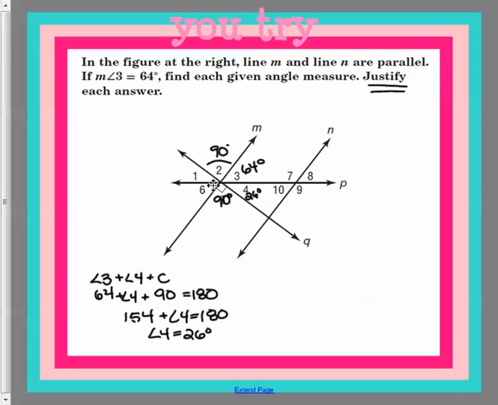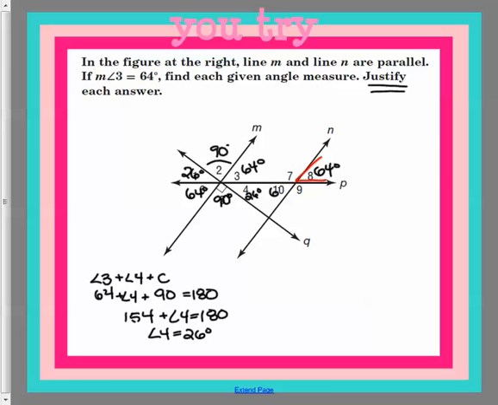Okay, so what does that mean for angle 6? Angle 6 is vertical with angle 3, so that's 64 degrees as well. And angle 1 is vertical with angle 4, so that's 26 degrees. Okay, so now how do we get over to this line N? Well, if we look here, angle 3 forms the same angle as 8. Think back to what that is. Based on corresponding angles, so that's 64 degrees.